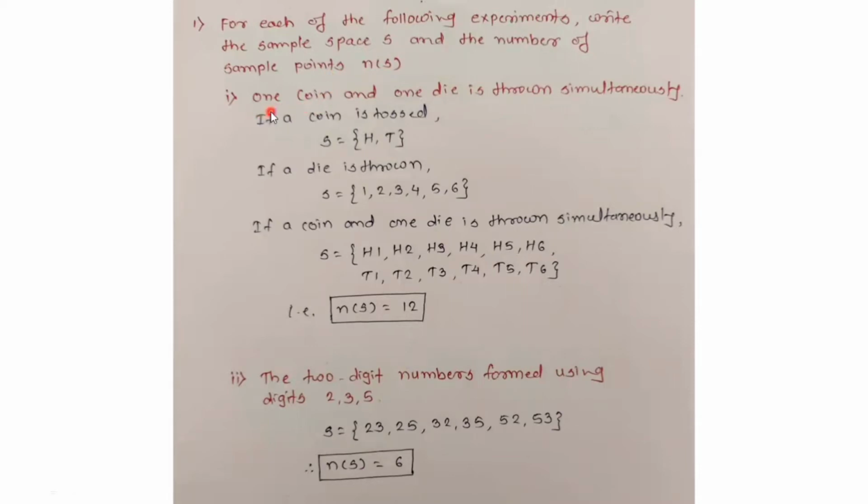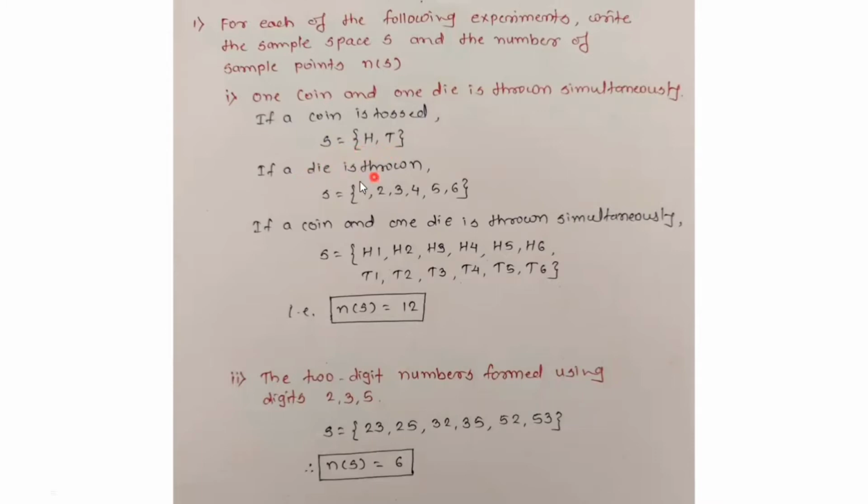Now the first question is given: one coin and one die is thrown simultaneously. In this case, we have to find the sample space and the sample points. Sample space means all the possible outcomes which we get by the given experiment. So if we toss only one coin, either we get head or tail. That's why the sample space S is equal to {H, T}.